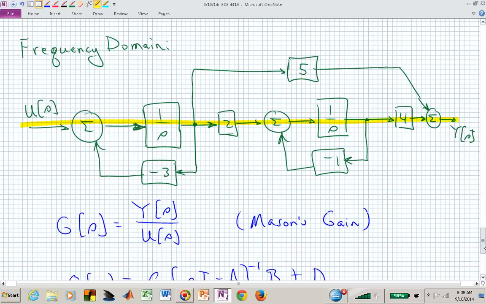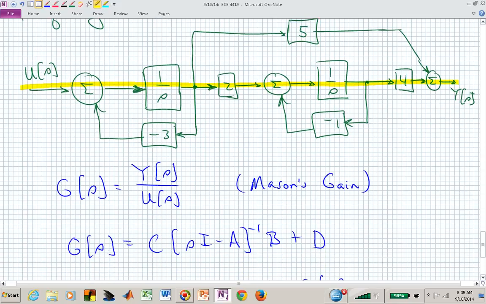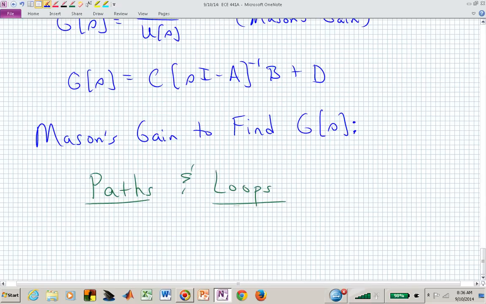What is that path? Well, we just simply have to incorporate all of the different terms and multiply all of those terms together. We have a 1 over s, we have a 2, we have a 1 over s, and we have a 4. We have 2 times 4, 8, times 1 over s times 1 over s, or 1 over s squared. That path is then 8 over s squared. It's just 8 times 1 over s squared. That's path 1. So let's write that down. We said it's all about paths and loops. Let's keep track of this. P1, path 1, is 8 over s squared.